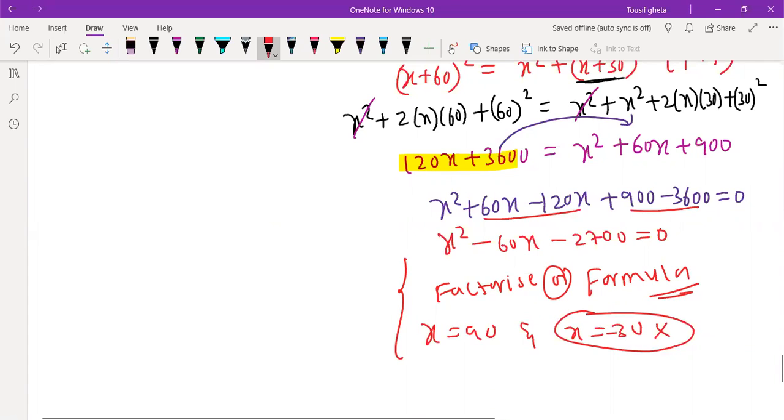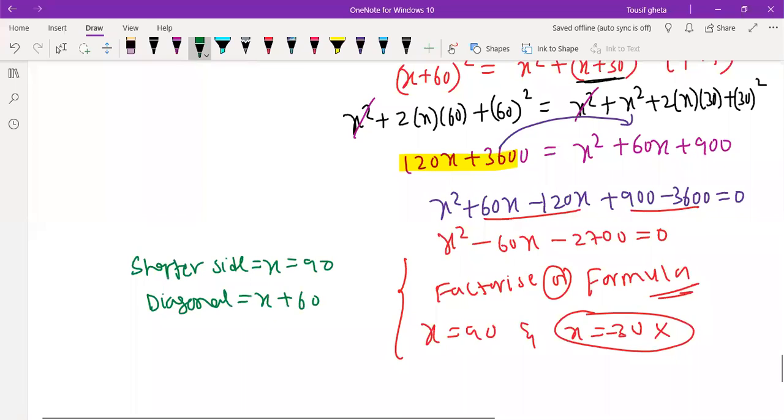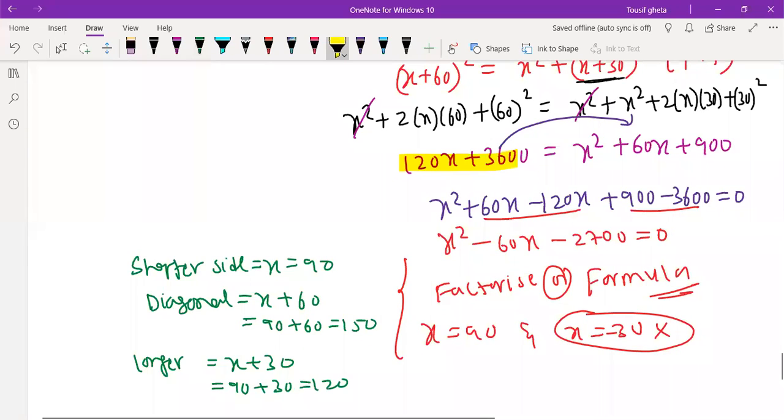Then you will find all the sides. First, the shorter side value you will find is 90. Then you will find the diagonal. Diagonal is equal to x plus 60, nothing but 90 plus 60, you will write 150. And then the longer side, which is x plus 30, nothing but 90 plus 30 will get 120. That's it. These are the three answers you will write.